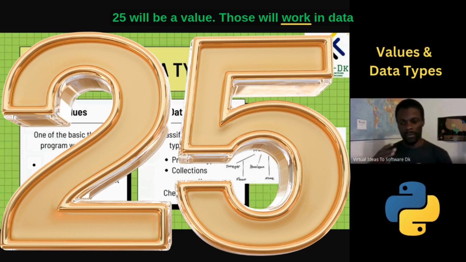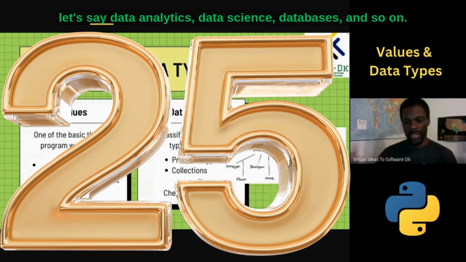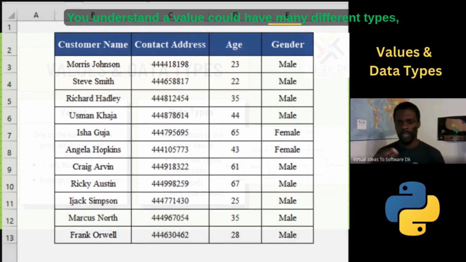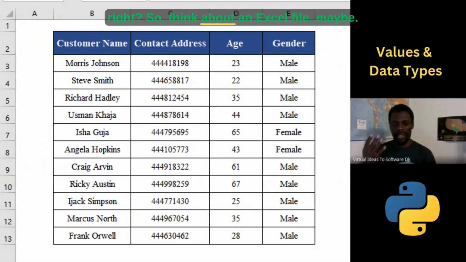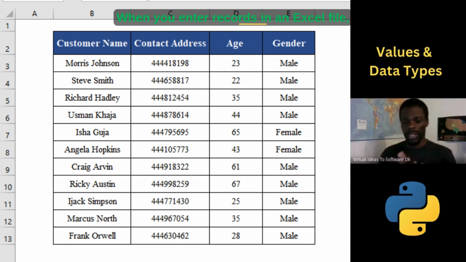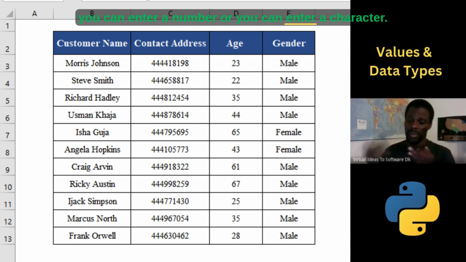Those who work in data fields, let's say data analytics, data science, databases, and so on, you understand a value could have many different types, right? So think about an Excel file maybe. When you enter records in an Excel file, you can enter a number or you can enter a character.